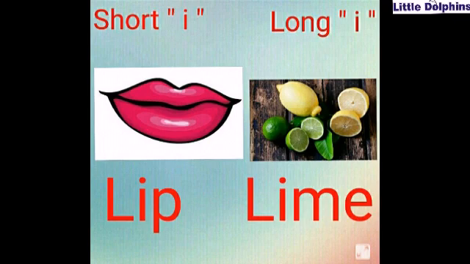L-I-P, lip. But how we will pronounce this L-I-M-E? Very good. This is lime because we have vowel E at the end. So this is lime.